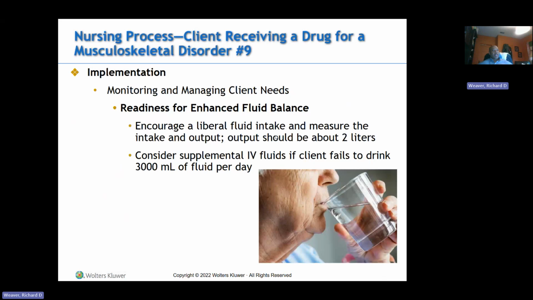Encourage a liberal fluid intake and measure the intake and output. Output should be about 2 liters. All right. So they should be peeing at least 2 liters. Consider supplemental IV fluids if the client fails to drink 3,000 mL of fluids per day. That may be pretty difficult in the community setting when they're at home. But of course, in the hospital, we can always add IV fluids and help increase the IV fluids so as to excrete the uric acid, for example.